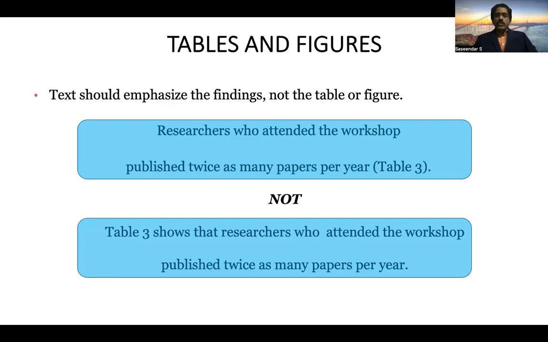Also, the text should emphasize the findings and not the table or figure. For example, in this statement, researchers who attended the workshop published twice as many papers per year, and in bracket, you mentioned table. Don't say table 3 shows the researchers who attended the workshop published twice as many papers per year.